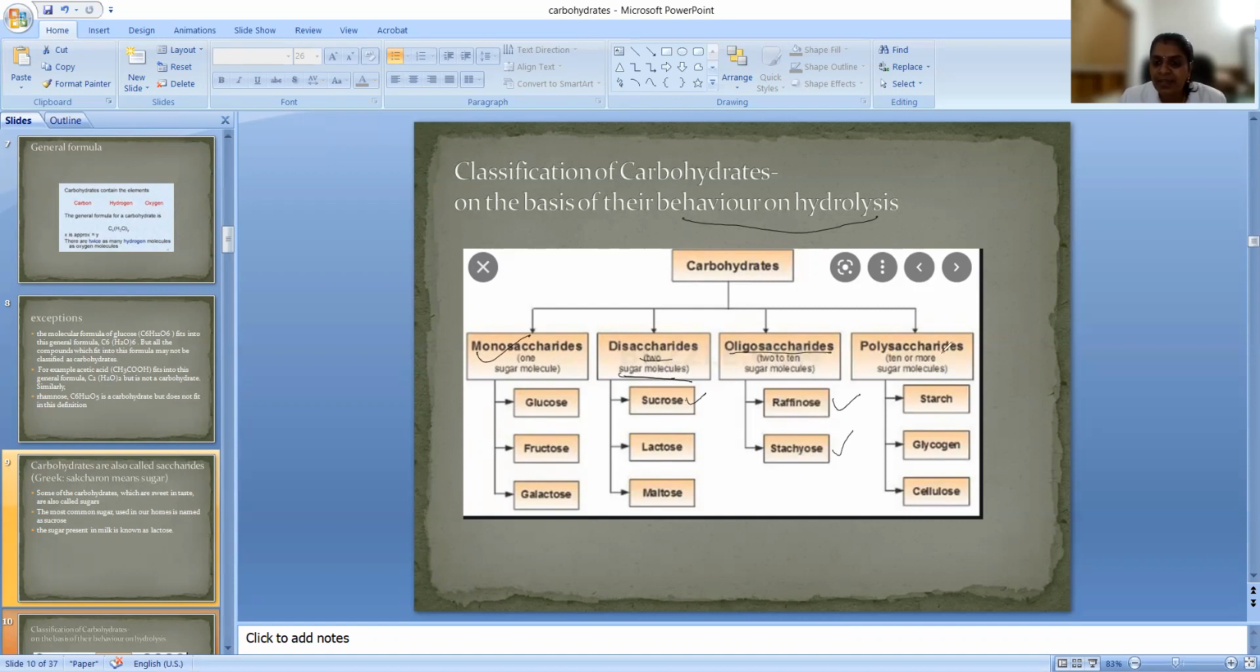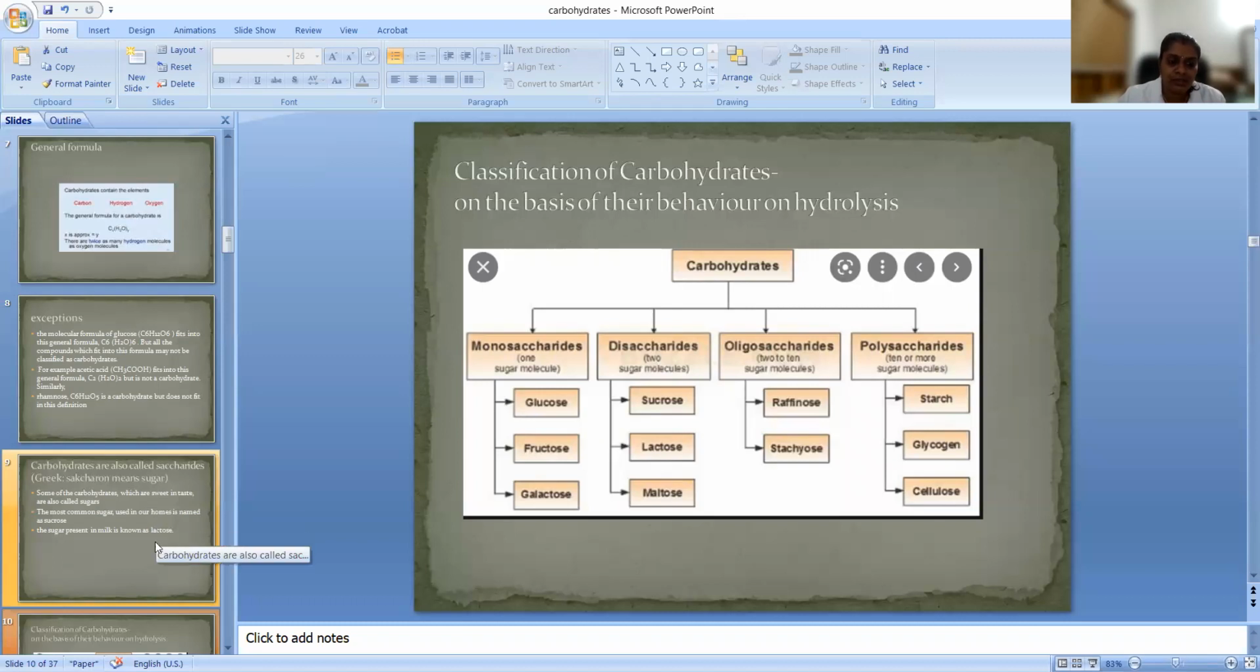Now polysaccharides. Polysaccharides consist of more than 10, or 10 or more sugar units on hydrolysis. If you are getting that, it is called a polysaccharide. Starch, glycogen, and cellulose are examples for that.